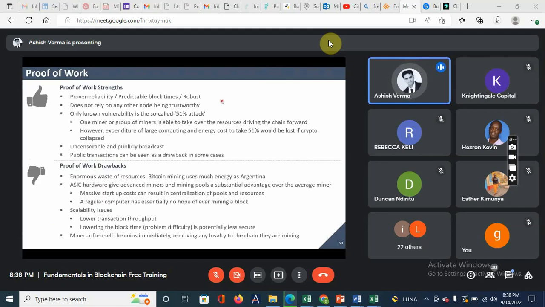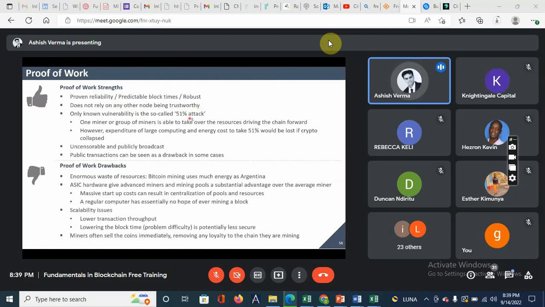There are some strengths and some weaknesses. Proof of work is reliable and predictable. Block times are there, and it's very robust. Why is it robust? Because it has been used on, say, Bitcoin for the last 14 years now. So that's why we know it's very robust. It's predictable because we have seen the performance, and it's very reliable because we have not seen any kind of hiccups with it so far, especially in the case of Bitcoin. It does not rely on any other node being trustworthy because it's all computer driven.